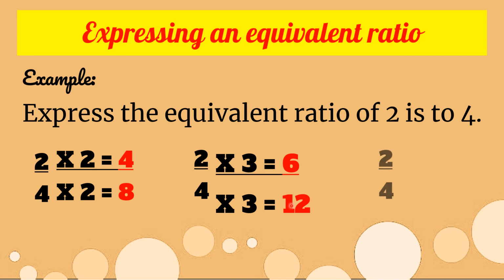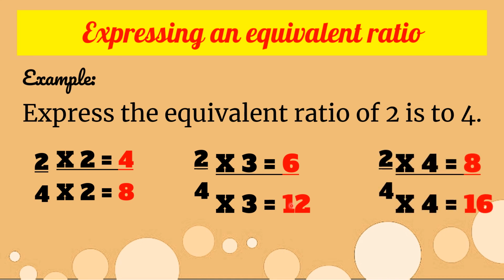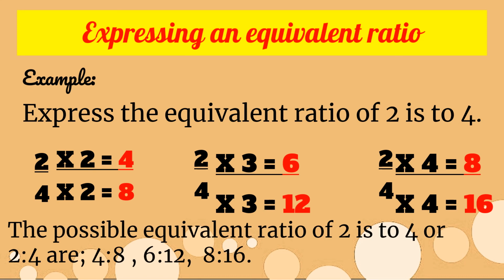And another one, we can also multiply it by 4. 2 times 4 is equal to 8, and 4 times 4 is equal to 16. And 8 is to 16 is also an equivalent ratio of 2 is to 4. So we can get many equivalent ratios in a given ratio. So the possible equivalent ratios of 2 is to 4 are 4 is to 8, 6 is to 12, 8 is to 16, and so on. Marami pa siya.